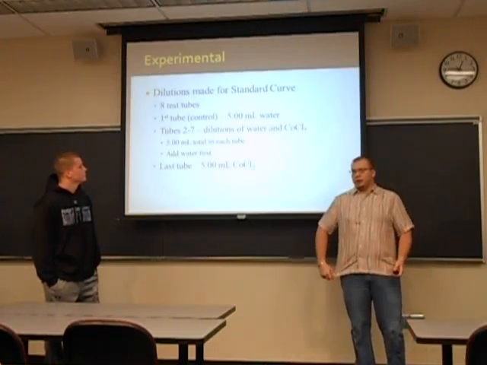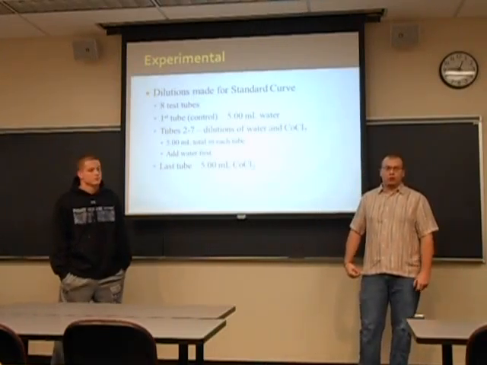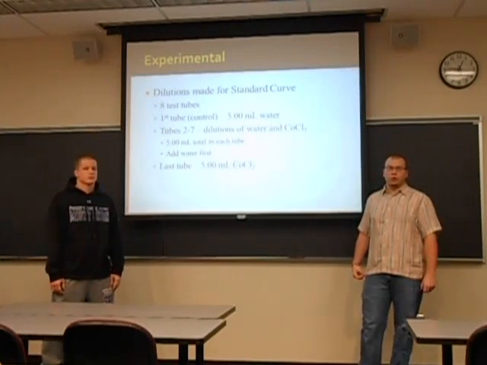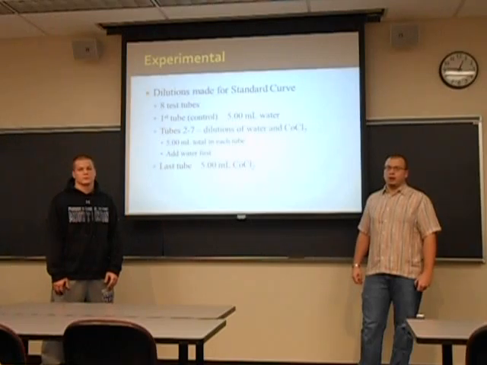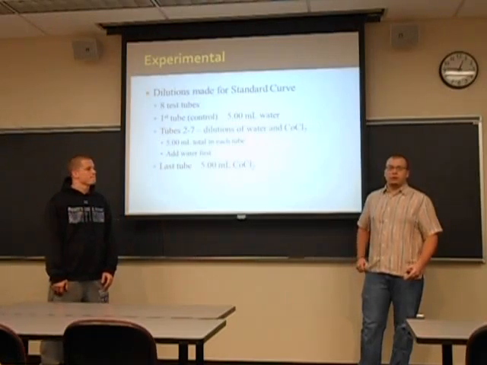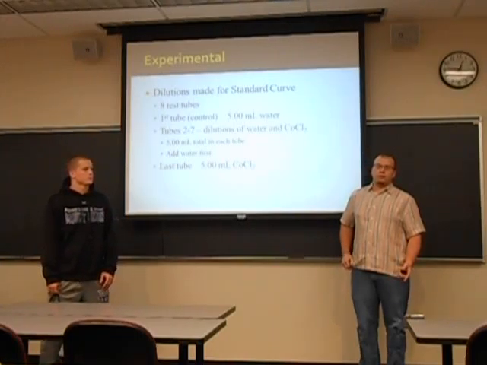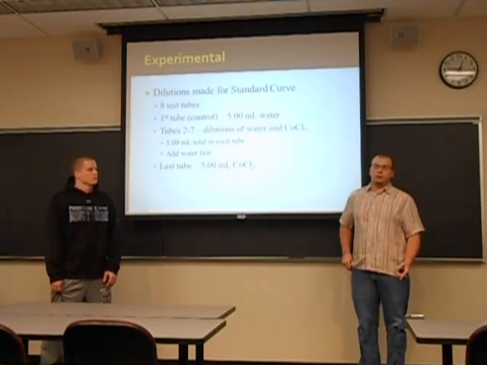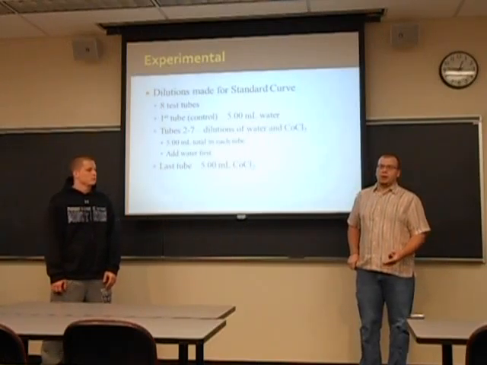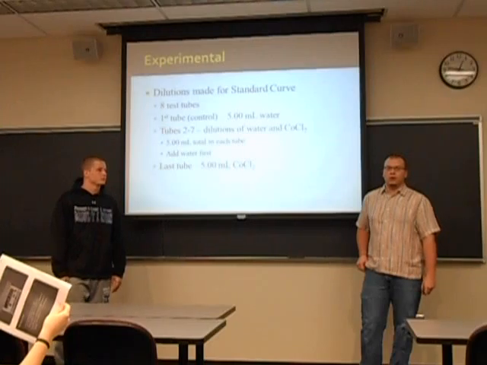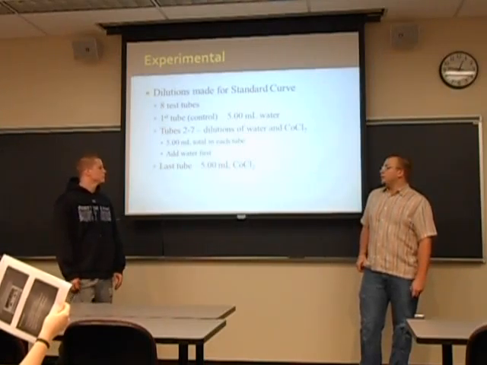We made a dilution set using 8 test tubes. The first tube was 5 milliliters of water, and then tubes 2 to 7 were the dilutions, which were composed of a total of 5 milliliters of fluid. And then our final tube was just straight COCl2.